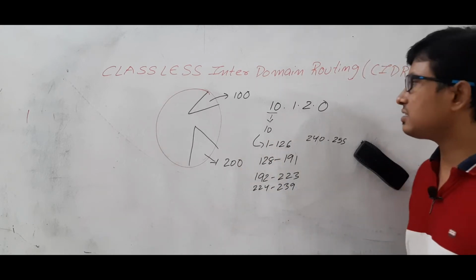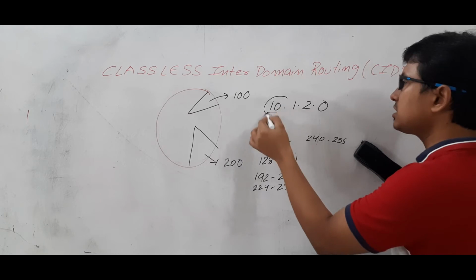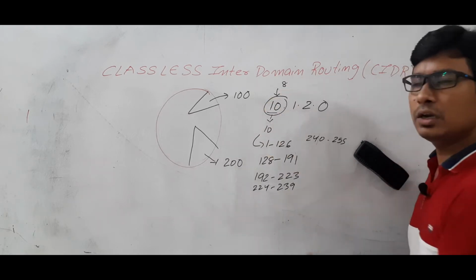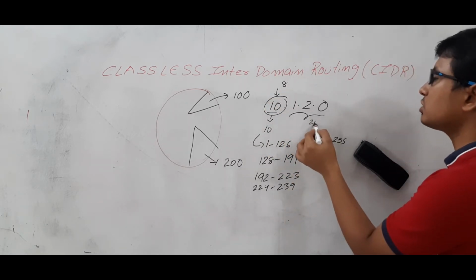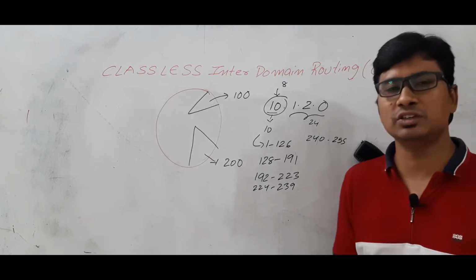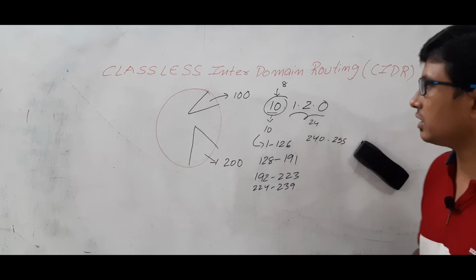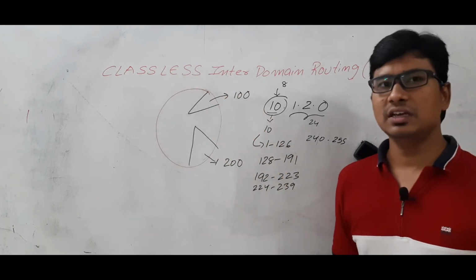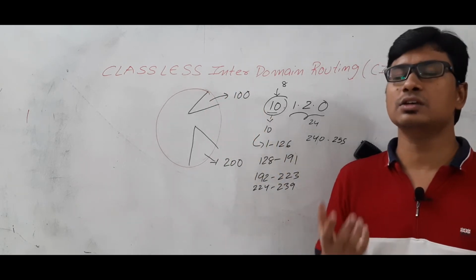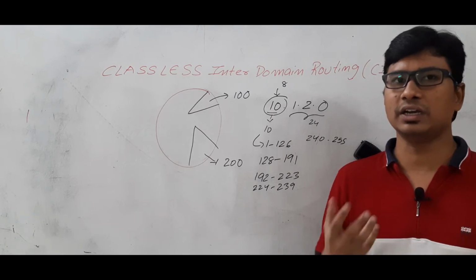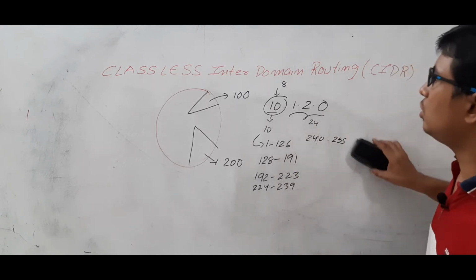If it is class A, 8 bits are there for the network ID and 24 bits for the host ID. So I could distinguish how many bits are in the network ID and how many in the host ID. But you are saying classless. In the classless, how can I recognize how many bits are there for the network ID and how many bits in the host ID?